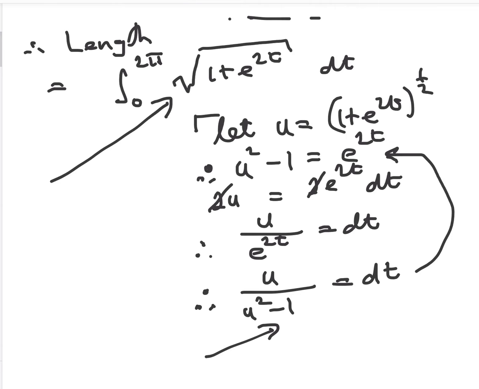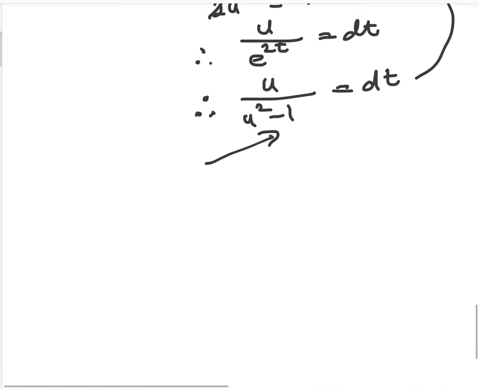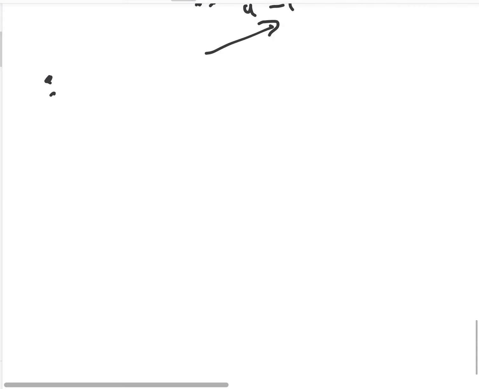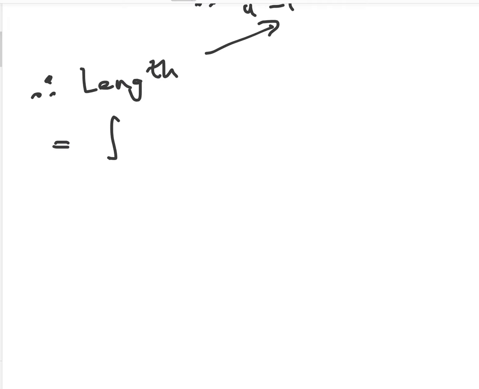So therefore the length of one twist, or the length of the curve between those 2 points, is given by the integral. Of course, we need to change the limits. This is going to be u, that is replacing the square root, and the dt is u over u squared minus 1, integrated with respect to u now. This is substituting back.